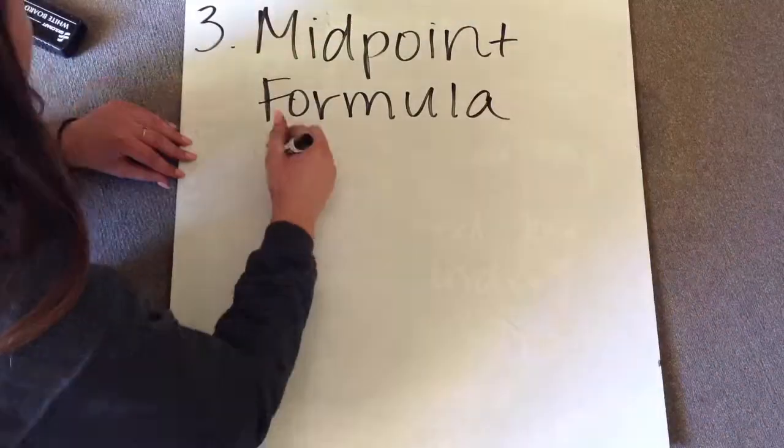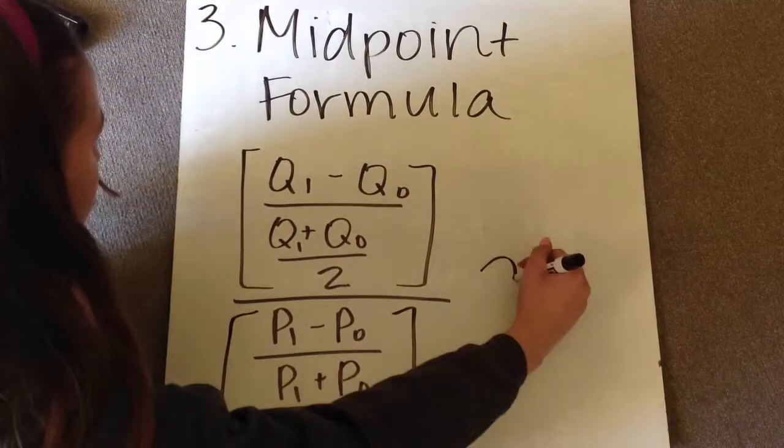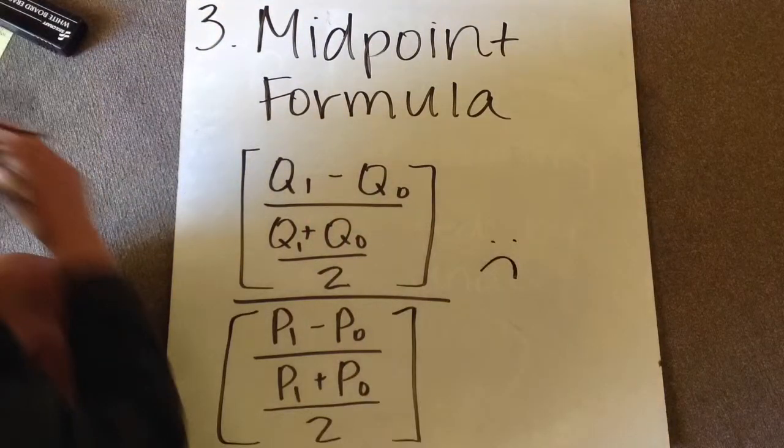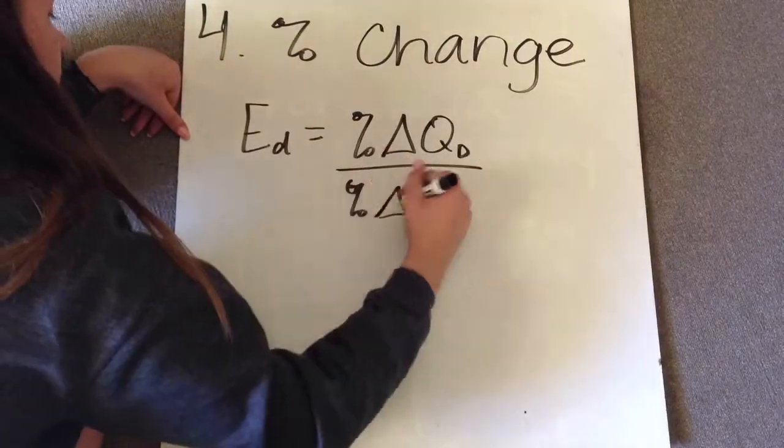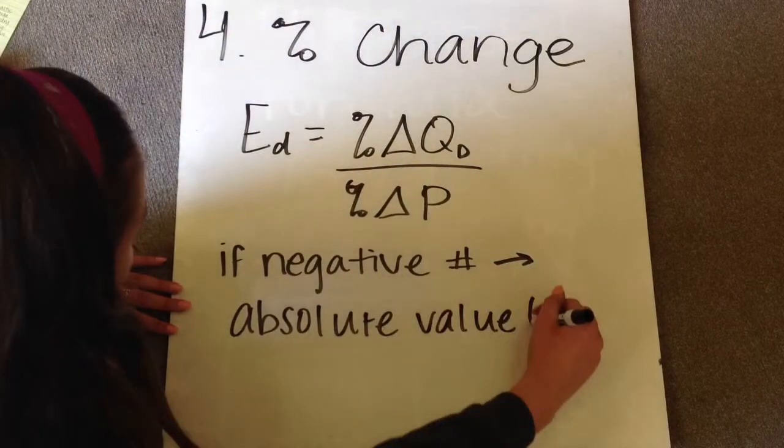The third way is by using the midpoint formula. You can use this long formula, or you can use the percentage change formula, which is the fourth way for finding elasticity. You can use this shorter formula, which basically tells you the same thing as the midpoint formula. If the percentage change in quantity demanded over the percentage change in price is less than 1, it's inelastic. If it's greater than 1, it's elastic, and if it equals 1, it's unit elastic.